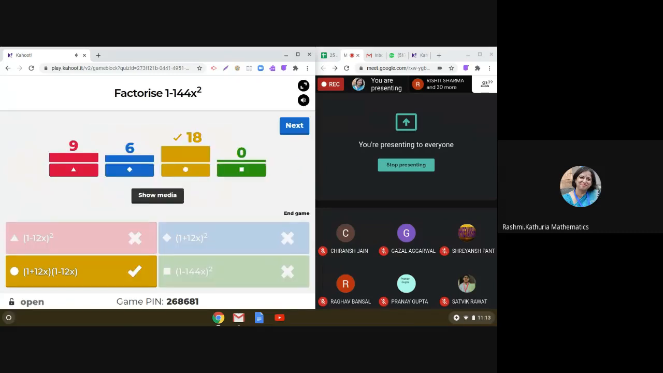How have you solved 1 minus 144x square? Those who are not able to attempt it correctly, just visualize the question. 1 minus 144x square. How do you write 144? 144 is square of 12. So 1 minus 12x whole square, and 1 you can write as 1 square. So 1 square minus 12x whole square. What do you get? 1 plus 12x into 1 minus 12x. So quickly you can choose the right answer.